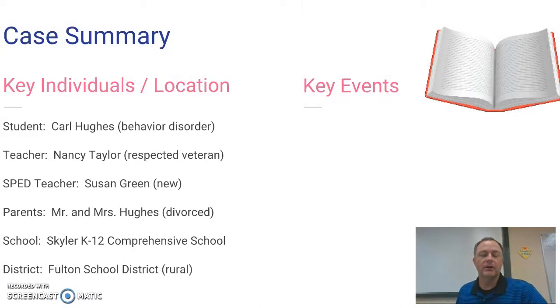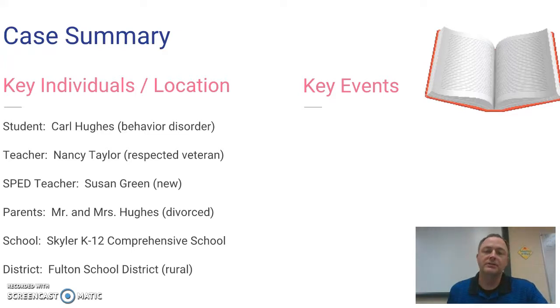First, we have a student, Carl Hughes. Carl is a student that has been diagnosed with a behavior disorder. He is currently on an IEP for this. He is in the classroom of Nancy Taylor. She's a respected veteran teacher who's been at the district for a while and seems to be liked by many.